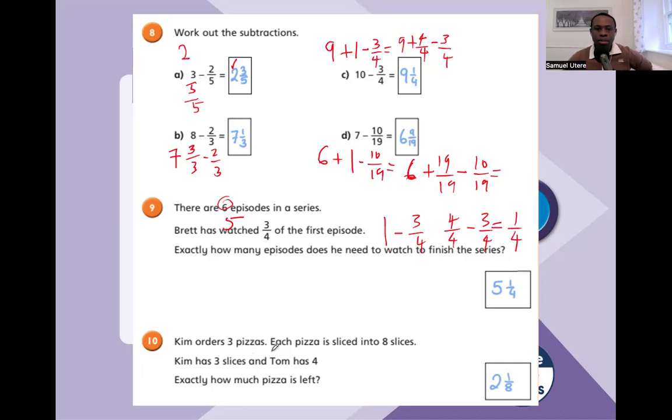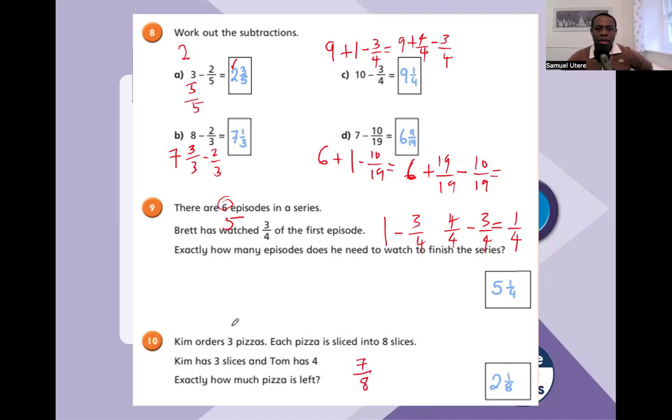Here, Kim orders 3 pizzas. So question 10, each pizza is sliced into 8 slices. Kim has 3 slices and Tom has 4. Exactly how much pizza is left? Well, if you think about it, if Kim has 3 slices and Tom has 4 slices, it means that they have had 7 parts out of the 8 slices.